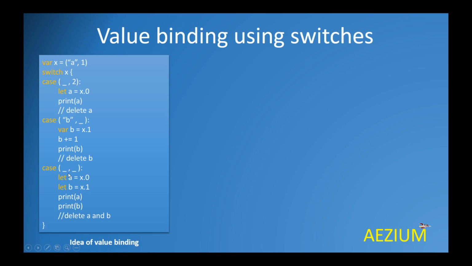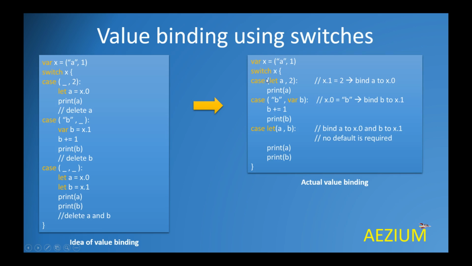Because of the usage of underscore here, this is effectively the same case as a default case. So we don't have a separate default case defined for this example. This is a relatively long-winded version of value binding. In Swift, a shorthand is used to achieve the same thing. That shorthand is shown here.